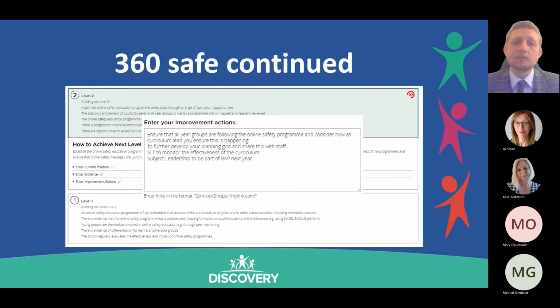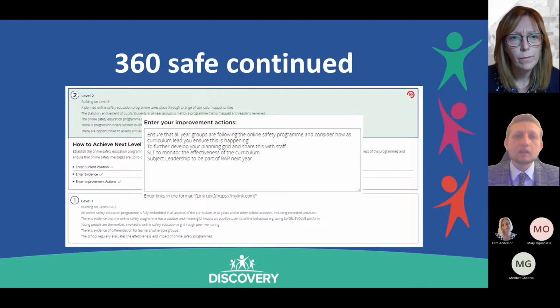And then the final one is enter your improvement actions. What that means is you've got where you're at, where's your evidence for saying that you're at that, and what you need to do to get to the next level. And it's all in one place, which we have found to be really beneficial, and it helps us see, in a very clear way, where we are now and where we need to get to. And that's what makes up how the 360 portal works.